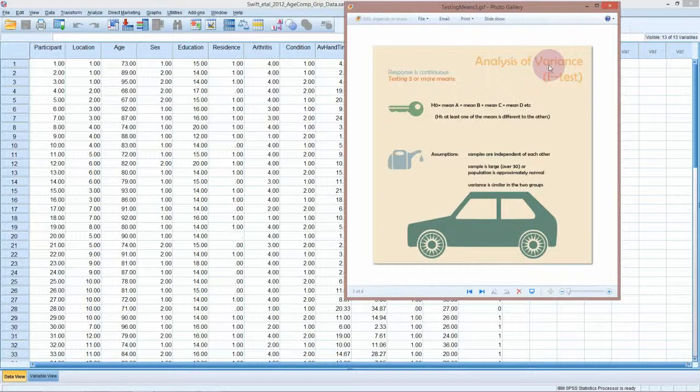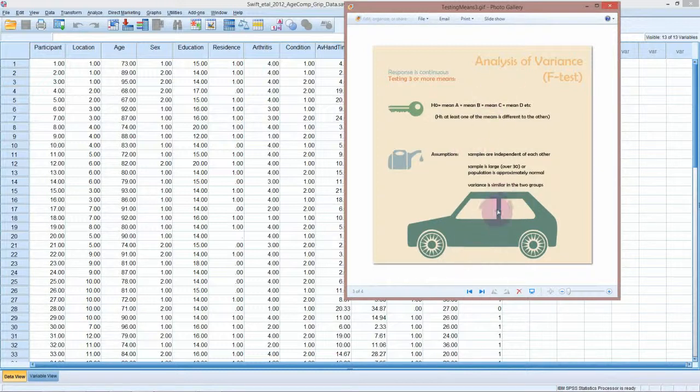Probably more commonly you'll see an F-test, and there's a lot of variations on this analysis of variance. You can probably think about this as that there are a lot of models of family car. There's the sedan, there's the station wagon, there's a hatchback, there's lots of different types. If you can get the gist of what's going on overall, they all work approximately the same way.